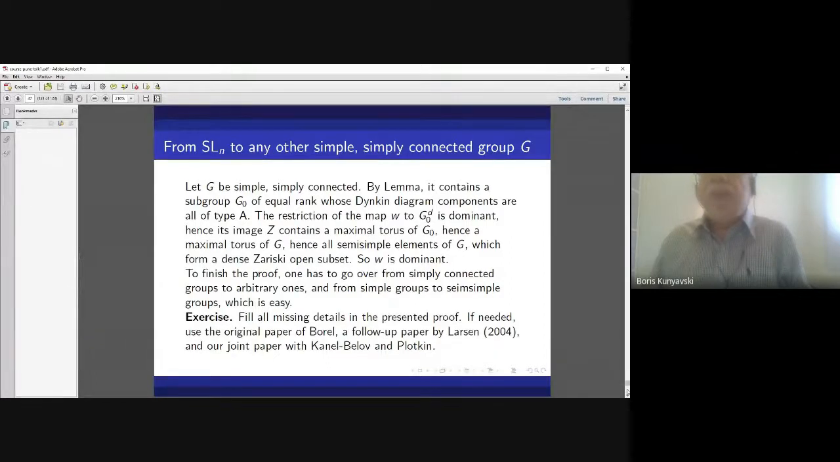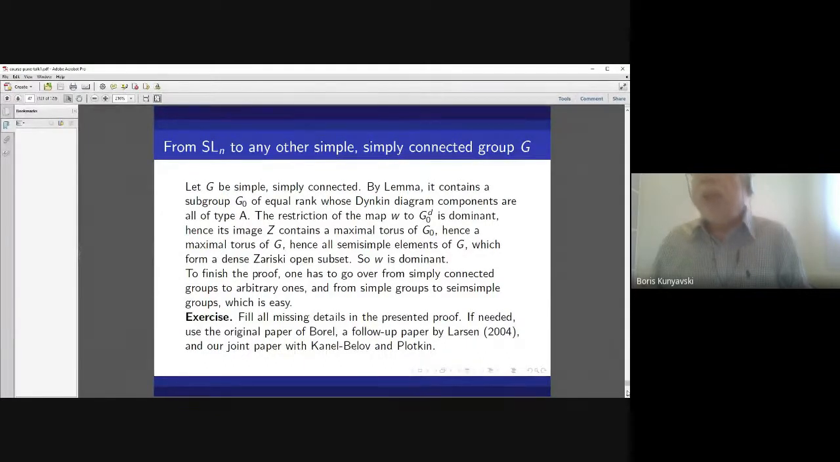Try to think about this proof. Look at the original paper of Borel, a follow-up paper by Michael Larson, our joint paper with Kanel Belov and Plotkin, whatever else. Do not hesitate to write me emails regarding this.